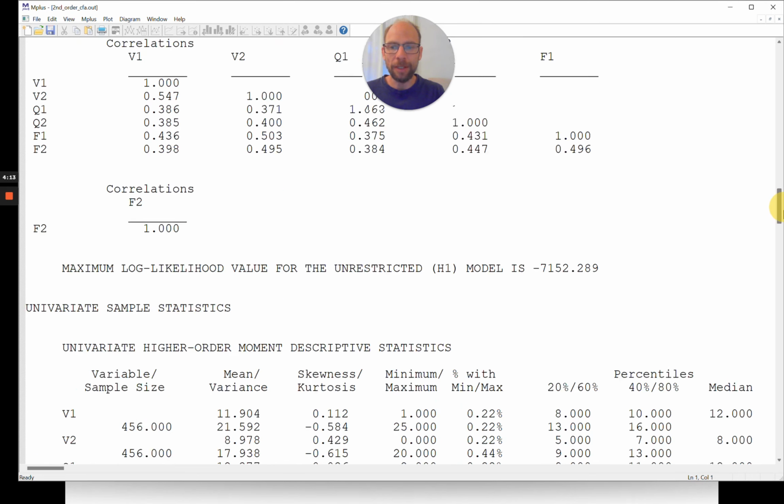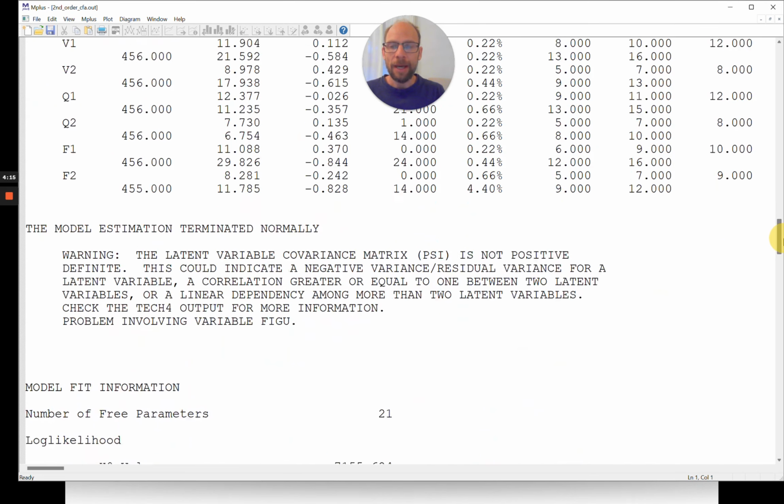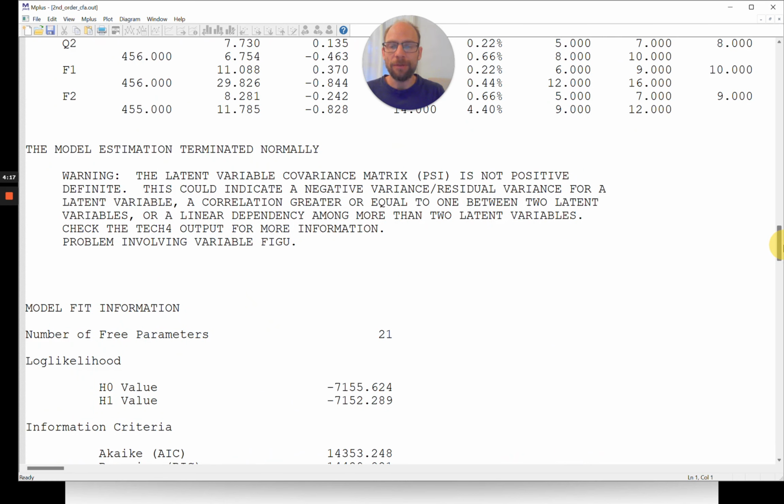So let's scroll down a little bit, and after the descriptive statistics, you can see that a standard message appears that says the model estimation terminated normally. So this means the model did converge. There was convergence to a maximum likelihood solution, and Mplus was able to arrive at fit statistics and a set of parameter estimates for this model. However, something didn't go quite right.